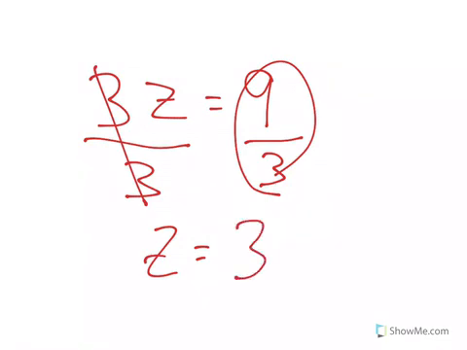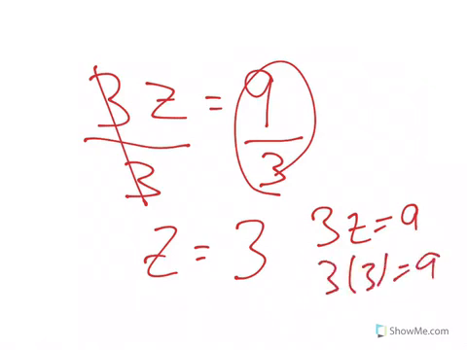And we have z equals 3. Go back into the original problem, which was 3z equals 9. If we say 3 times 3, does that equal 9? It does indeed. So our answer is z equals 3. It's accurate.